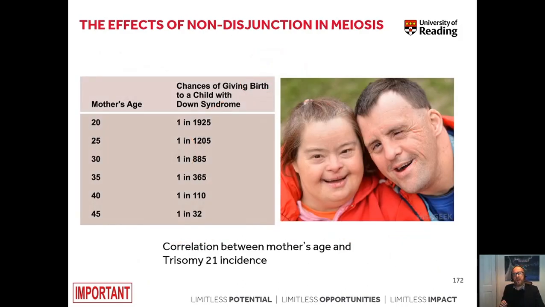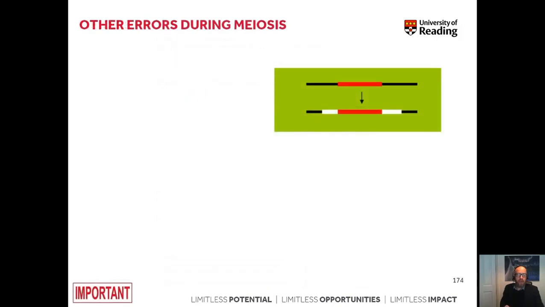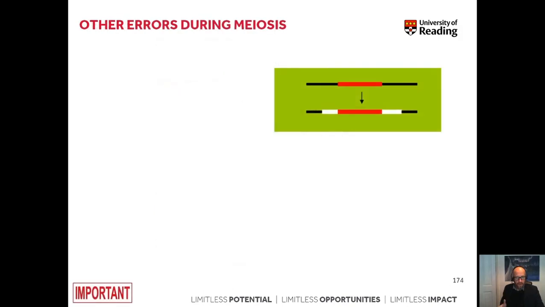Again, I showed you this slide before. One typical example of a disorder resulting from non-disjunction in meiosis is trisomy 21, where we have 3 copies of chromosome number 21. What's also quite interesting is that in vitro fertilization drugs may be linked to genetic defects discovered in many embryos. This is actually quite common in terms of producing non-disjunctions.